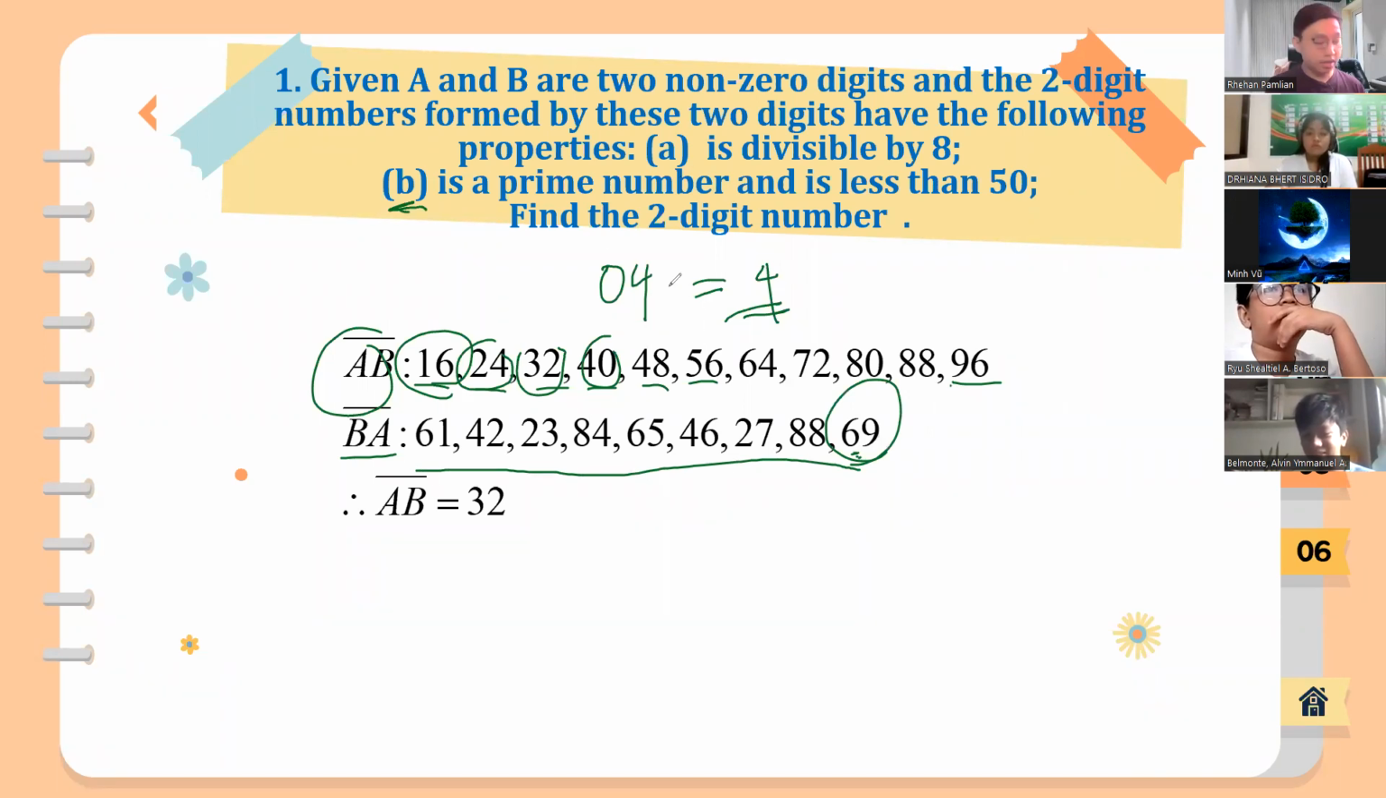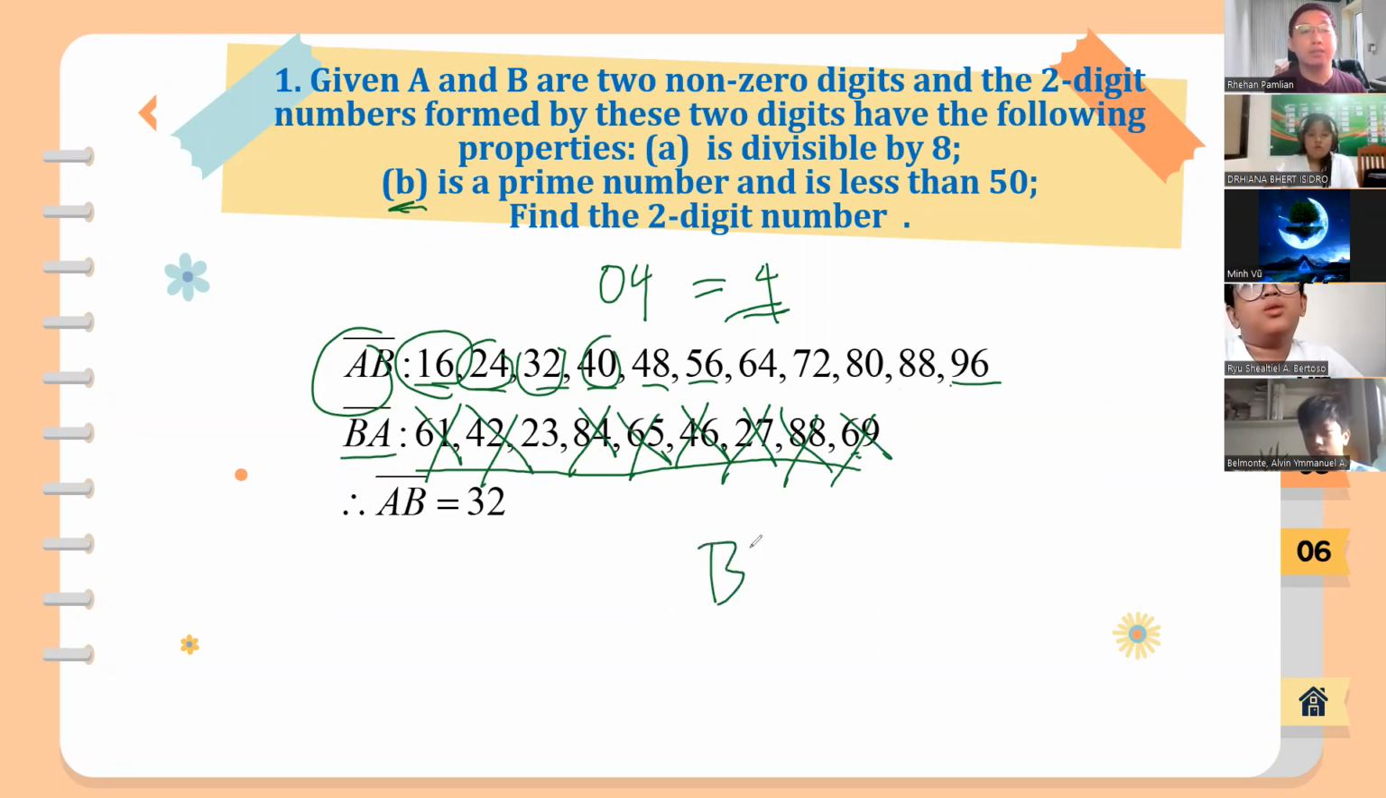So the next thing is you need to take account that it should be a prime number and less than 50. So just do trial and error. These are prime numbers and even numbers that are bigger than 50. This is even, so it's not a prime. This is also not a prime. This is bigger than 50, bigger than 50. So you'll be left with 23. So now knowing that BA is 23, therefore your original number, which is AB, is 32.